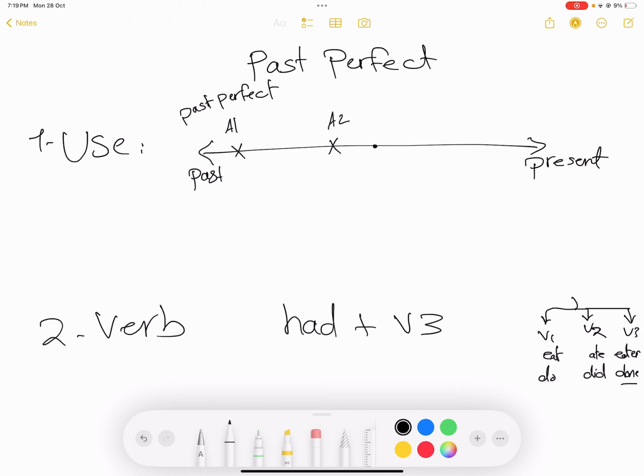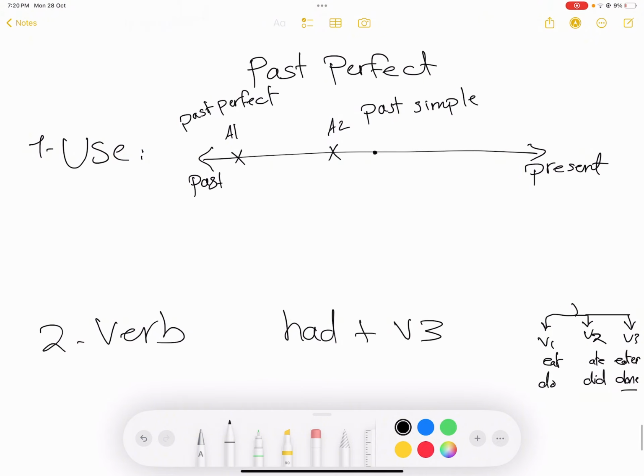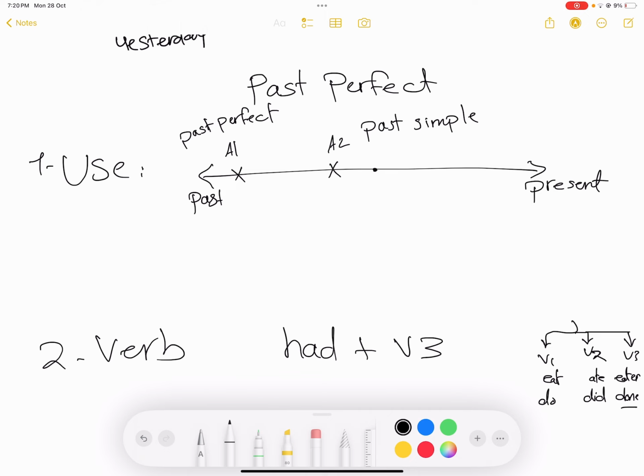The action that happened later in the past will be in the past simple, and we already took the past simple, and we know what will happen to the verb in the past simple. For those who forgot, you can refer back to the previous video about the past simple. Anyway, what will happen to the verb in the past simple? You will add ed to the verb, or you will put the verb in the V2, version 2.